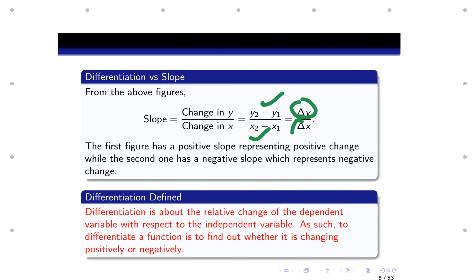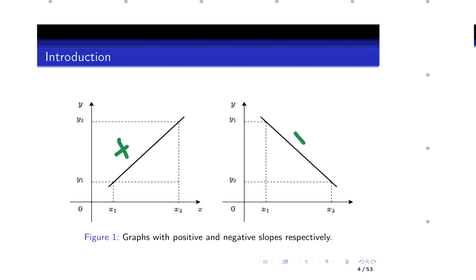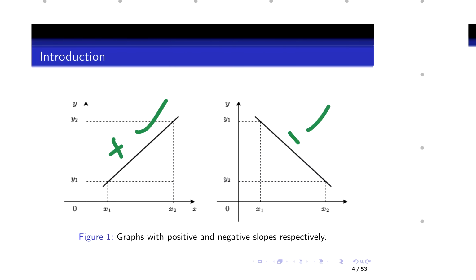So you can see it's beginning to come up gradually. The first figure has a positive slope representing positive change. The one sloping upwards represents positive change, while the second one has a negative slope, which represents negative change. So this has a positive slope, this has a negative slope, and that is positive change and then negative change.